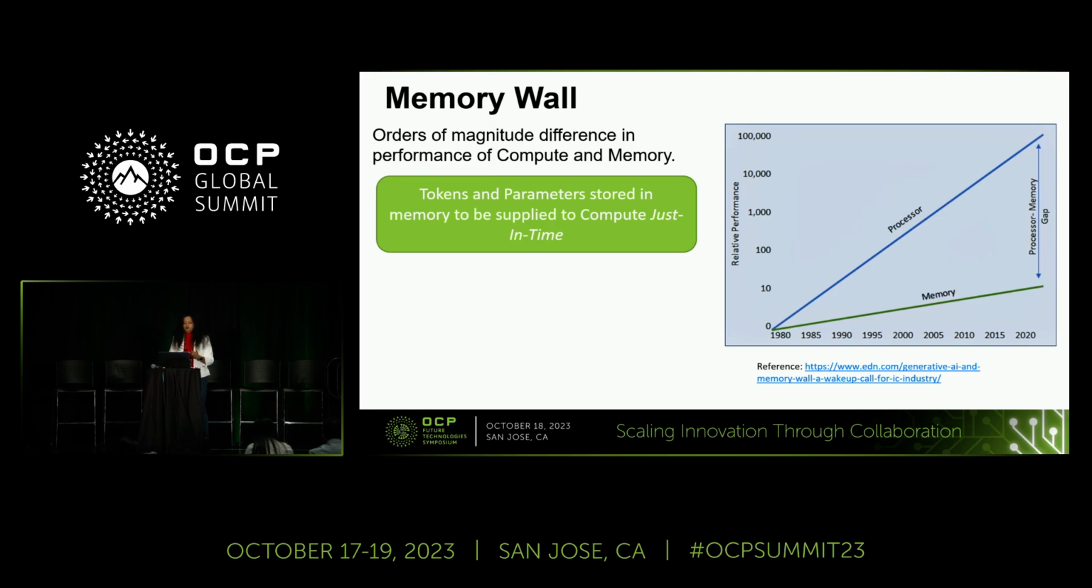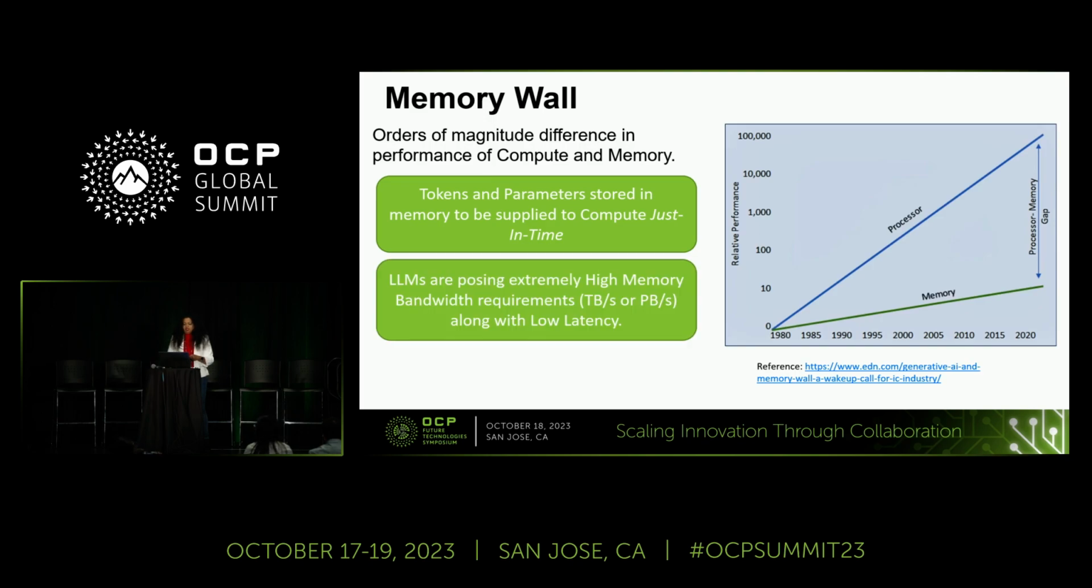One, we do need to move our tokens and parameters, which are stored in the memory, to be supplied to compute just in time. The LLMs are posing extremely high memory bandwidth requirements, of the order of terabytes per second or petabytes per second, along with the requirements for lower latency. And this is pointing towards a new shift or a new paradigm for our memory scalability.